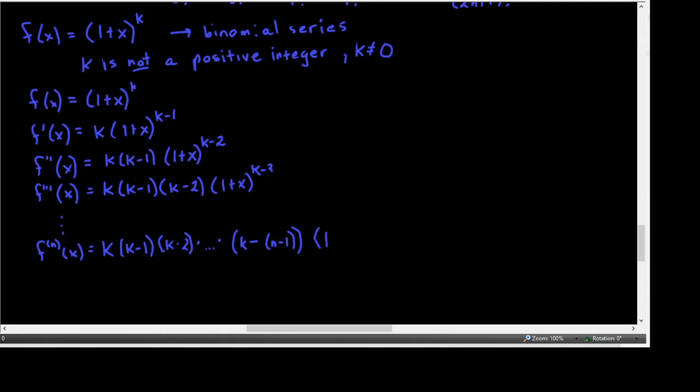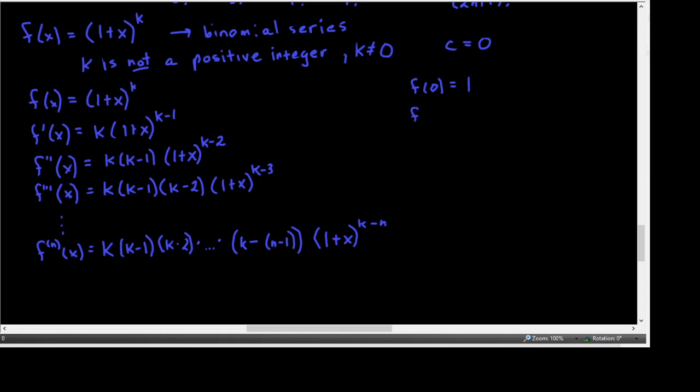Times 1 plus x to the k minus what? Well, when it was the third derivative, it was k minus 3. When it was the second derivative, it was k minus 2. So since it's the nth derivative, it'll be k minus n. Now, Maclaurin series means c is 0. So let's find some values. F of 0. 1 plus 0 is 1, and it'll always be 1 for all of these. 1 to the k is 1. 1 to any power is 1.